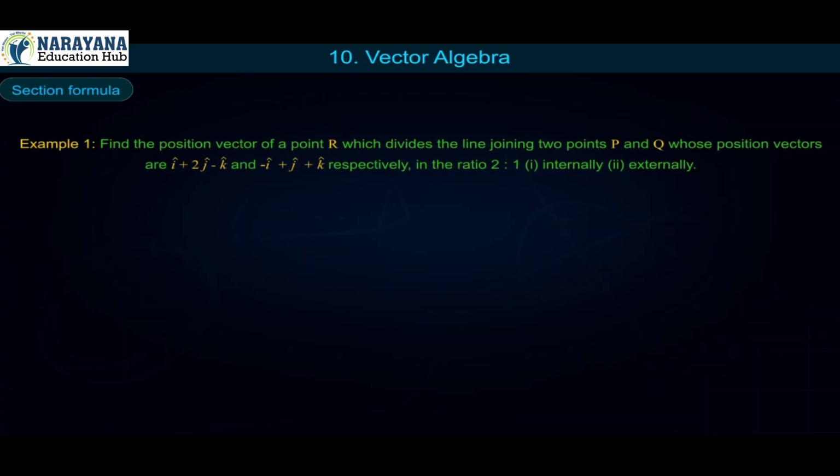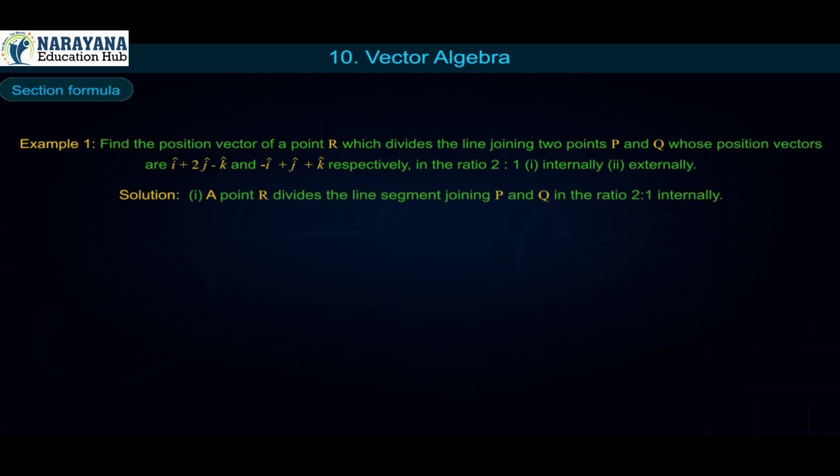Example 1. Find the position vector of a point R which divides the line joining two points P and Q, whose position vectors are i cap + 2j cap − k cap and −i cap + j cap + k cap respectively, in the ratio 2:1, (1) internally, (2) externally.